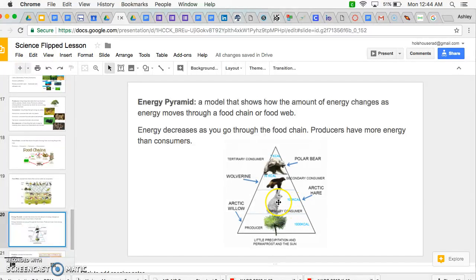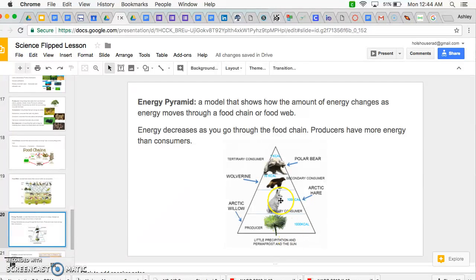and then the herbivore, the Arctic hare, eats this Arctic willow, and it's the primary consumer, but only gets 100 of that 1,000. Then the secondary consumer, the wolverine, only gets 10 of that 100 when it eats the Arctic hare. And then our tertiary consumer only gets 1. This polar bear only gets 1 of the 10 that the wolverine had.